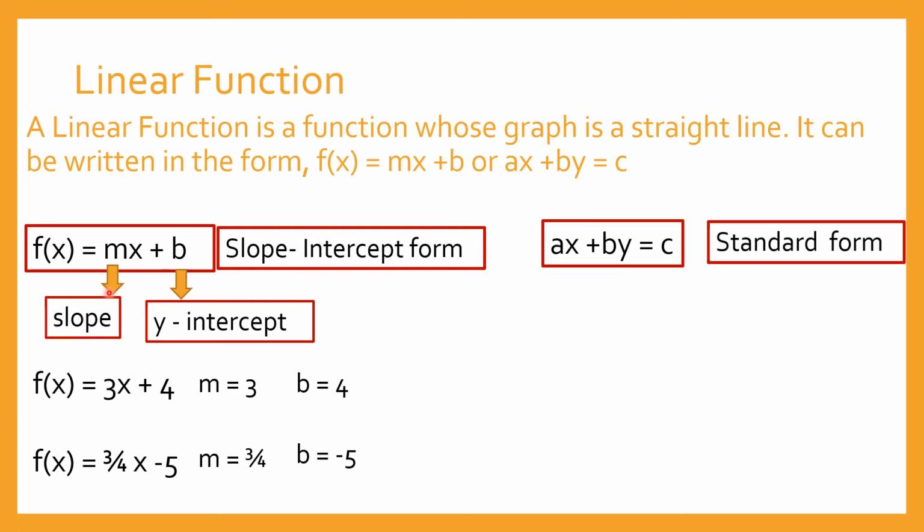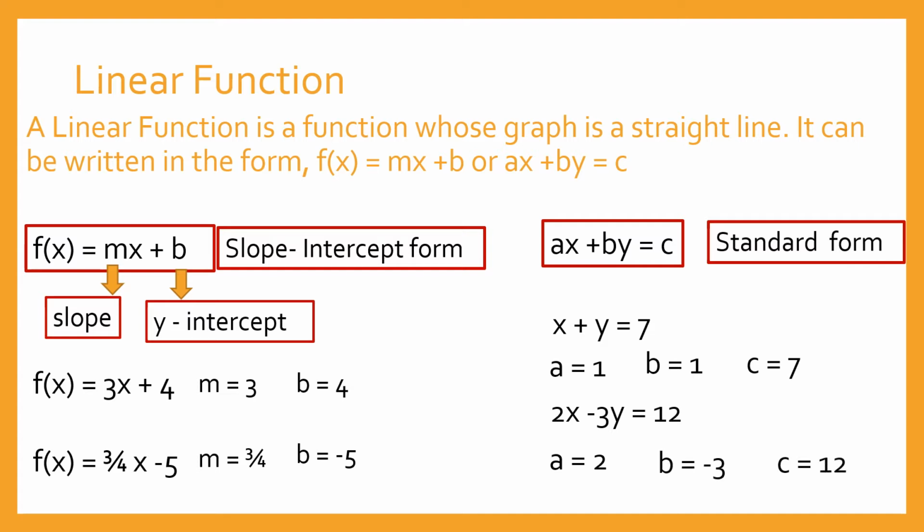Now, another form is ax plus by is equal to c, which is known as the standard form. If I have x plus y is equal to 7, a is the numerical coefficient of x, and that is 1. And b is the numerical coefficient of y, that is 1. And the constant c is equal to 7. Then, if I have 2x minus 3y is equal to 12, a is 2, b is -3, and c is equal to 12.